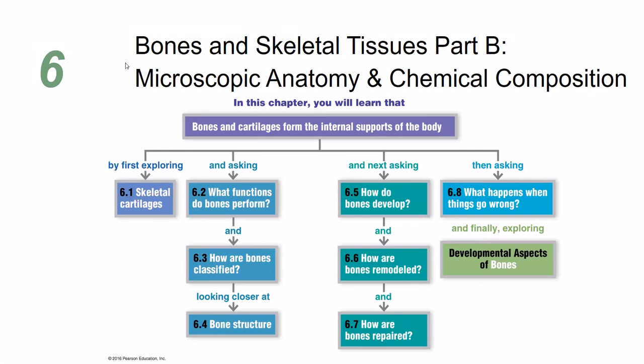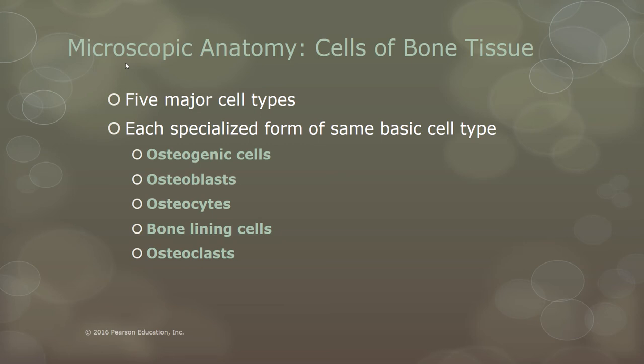Welcome to a very brief lecture here on the microscopic anatomy of bone tissue, as well as the chemical composition of our bones. When we start with microscopic anatomy, we have to look at the cells that we find in bone tissue, right? All of our various osteocytes of one form or another. There are 5 major types of cells that we find in our bone tissue.